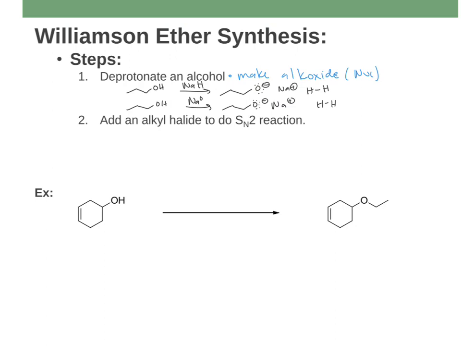Then your second step here is to add some sort of alkyl halide to do an SN2 reaction. Since we're doing an SN2 reaction, really the only alkyl halides that you can use here are either methyl or primary alkyl halides, because you need that unhindered substrate so you can do that backside attack. That means, and this is an important point, this does not work with secondary or tertiary alkyl halides.